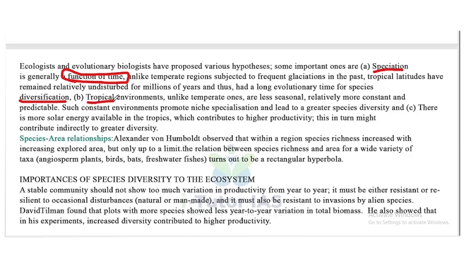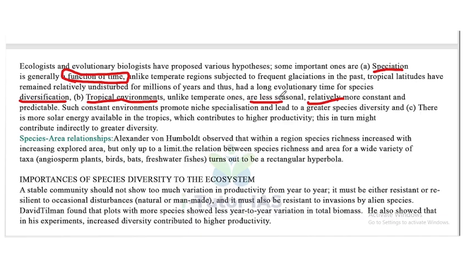The second point is that tropical environments, unlike the temperate ones, are less seasonal. We know that we are from India, a tropical country, so we have less seasonal variation compared to a Scandinavian country like Norway or Finland. We have a relatively constant and more predictable climate and seasons. Such a constant environment promotes niche specialization and leads to greater species diversity.